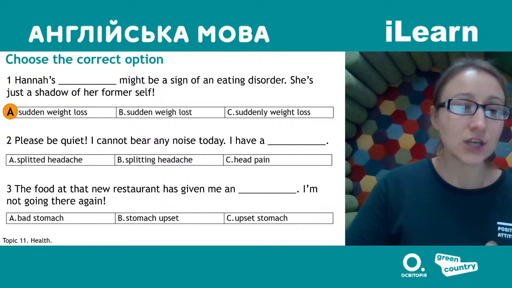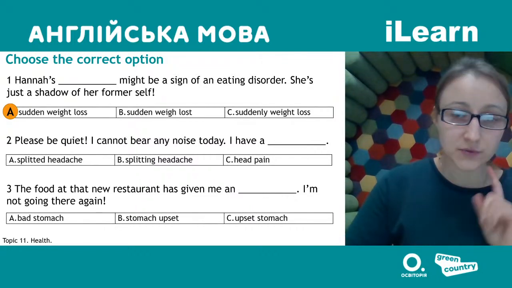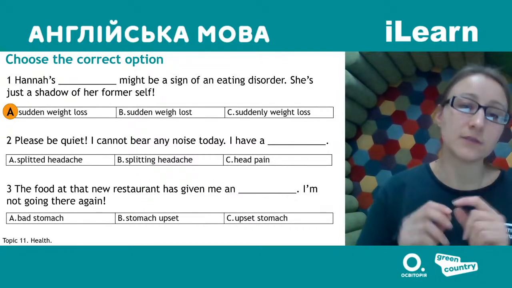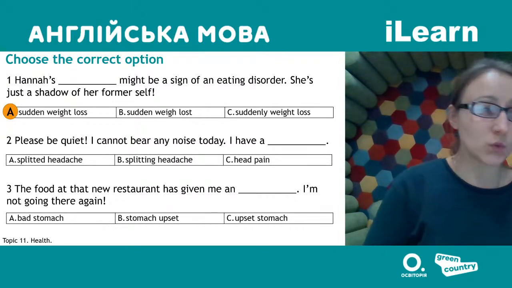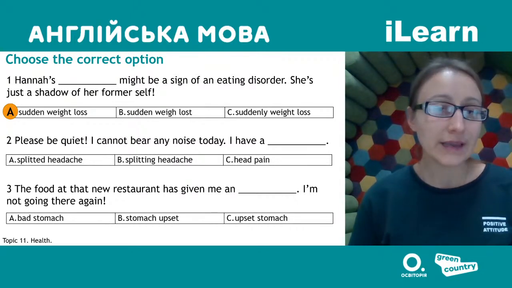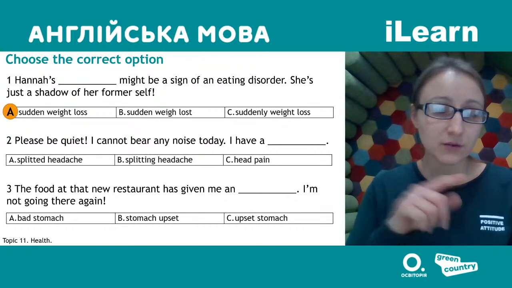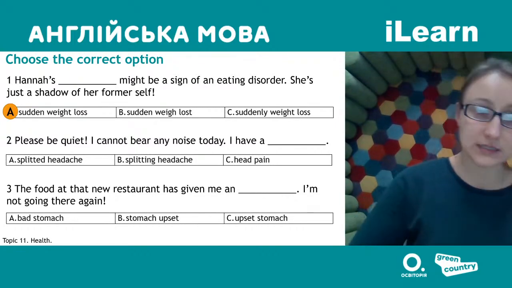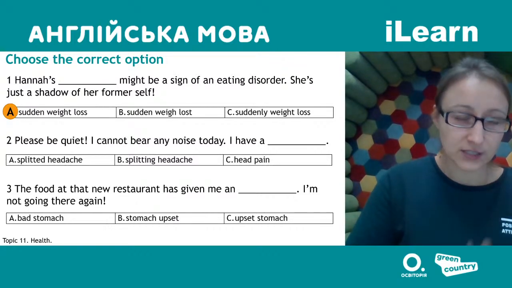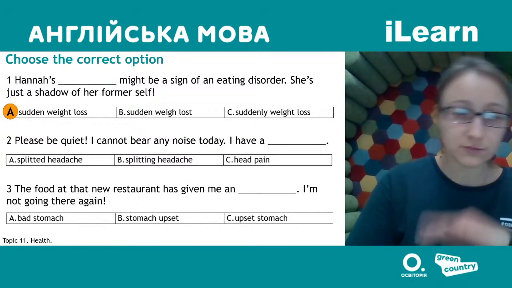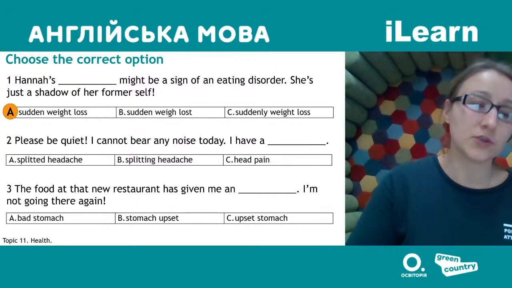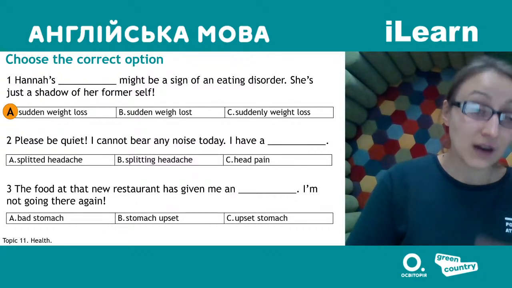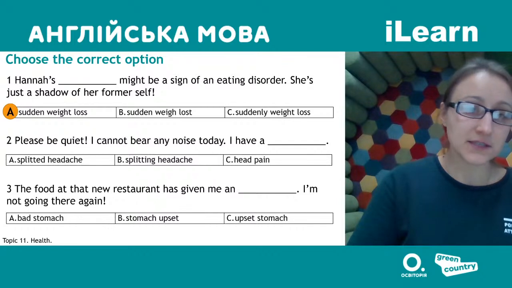Sudden weight loss. Why I put this example here? Чому я цей варіант вам поставила, це речення? Be attentive with weight and weigh. Weigh is a verb, да, without letter T, but weight is a noun. So be attentive here. Частенько помилка трапляється в цьому, бо плутаємо, що ж дієслово, що іменник. Запам'ятовуємо, що іменник – вага зі літерою Т в кінці.